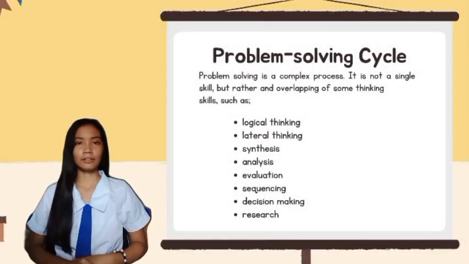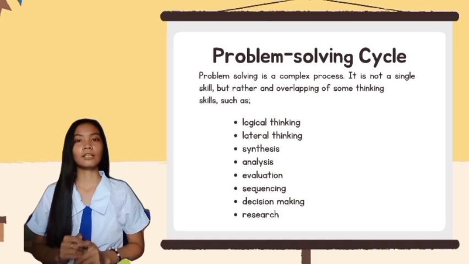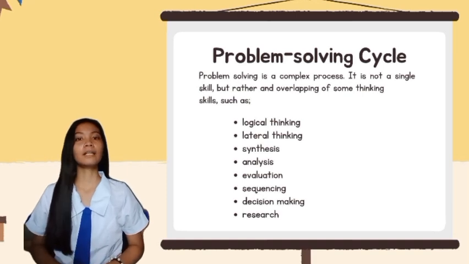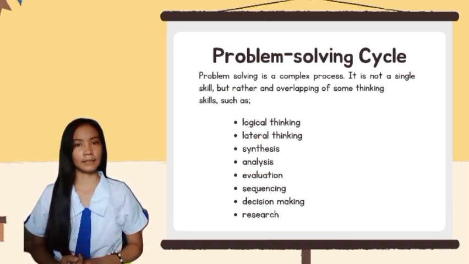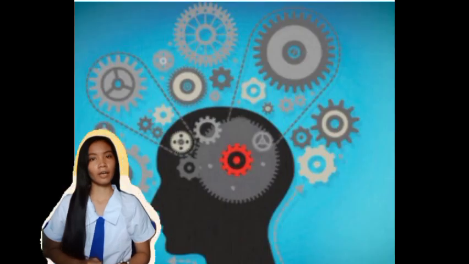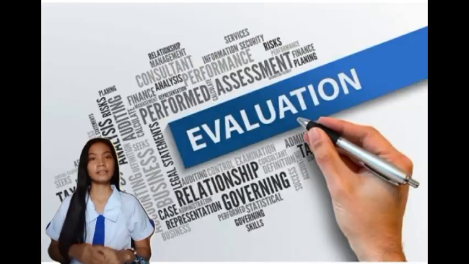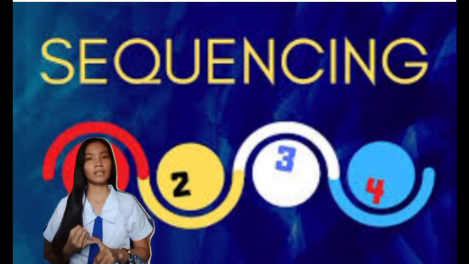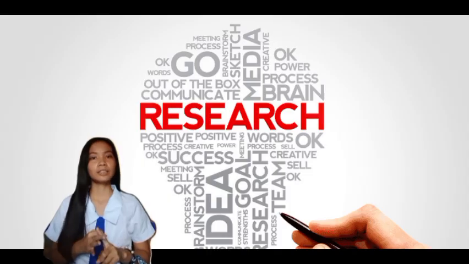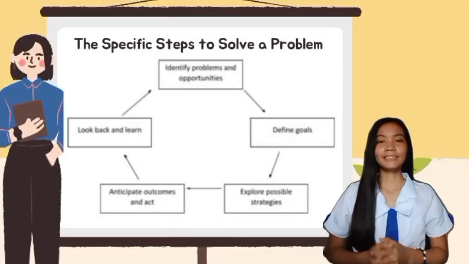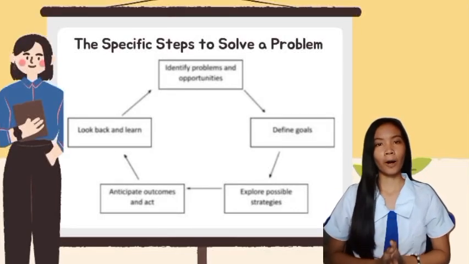Problem solving cycle. Problem solving is a complex process. It is not a single skill, but rather an overlapping of some thinking skills, as logical thinking, lateral thinking, synthesis, analysis, evaluation, sequencing, decision making, research, and prediction are likely to be involved. Here are the steps to solve a problem.